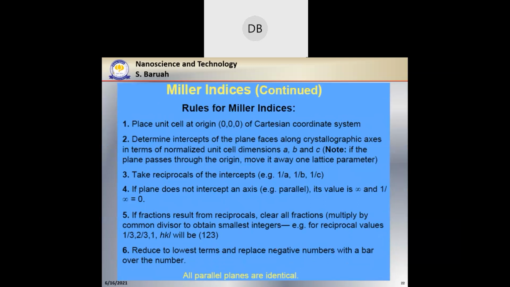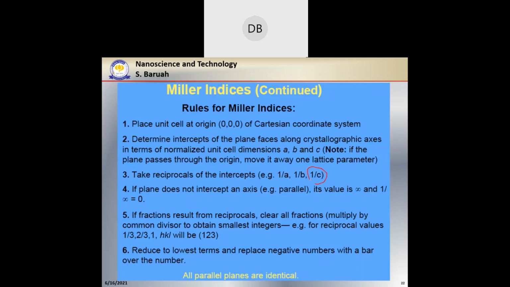Determine intercepts of the plane faces along the crystallographic axis in terms of normalized unit cell. I'll show you an example. That means A, B, C we already have as the lattice parameters. So based on which part of A the crystal cuts or which part of B the crystal cuts, we'll do the calculations, okay? And take reciprocals of these intercepts to get our Miller indices, right? So suppose the unit cell cuts the axis at A, B, and C, then the Miller indices will be 1 by A, 1 by B, and 1 by C.